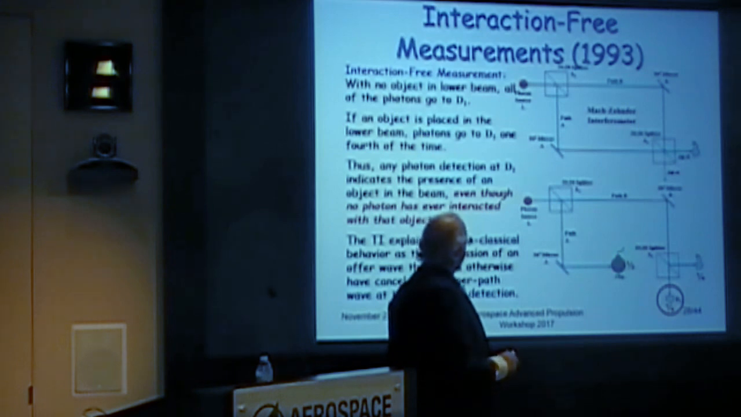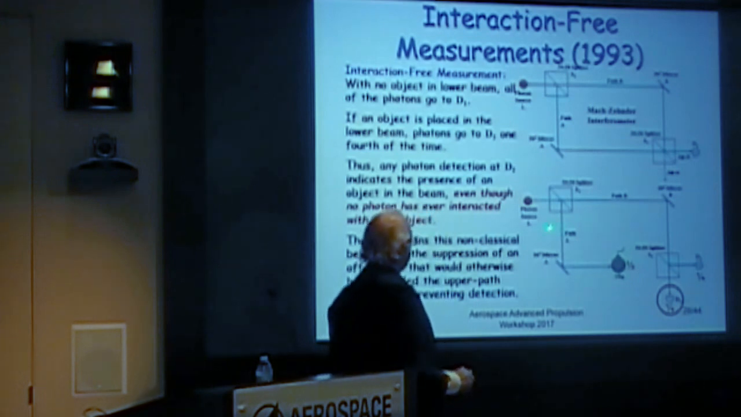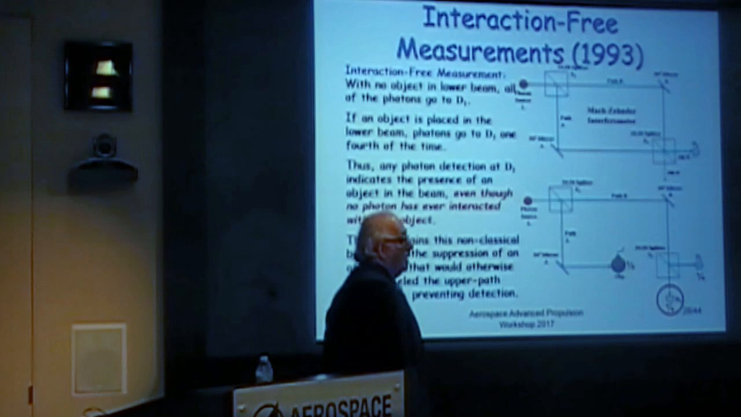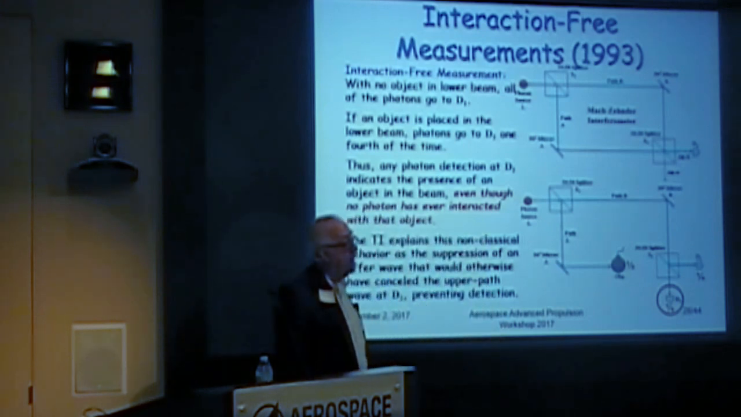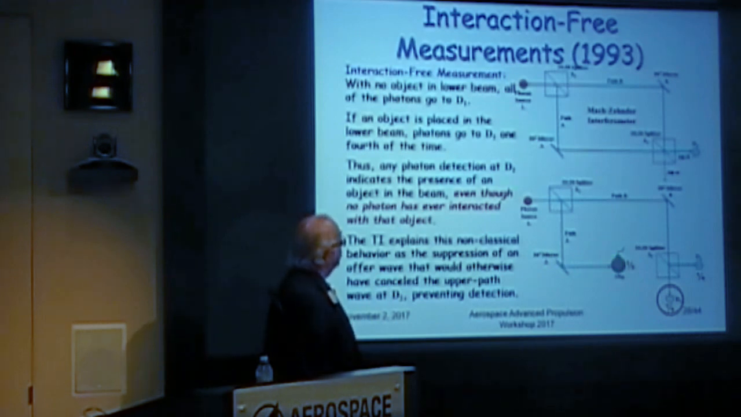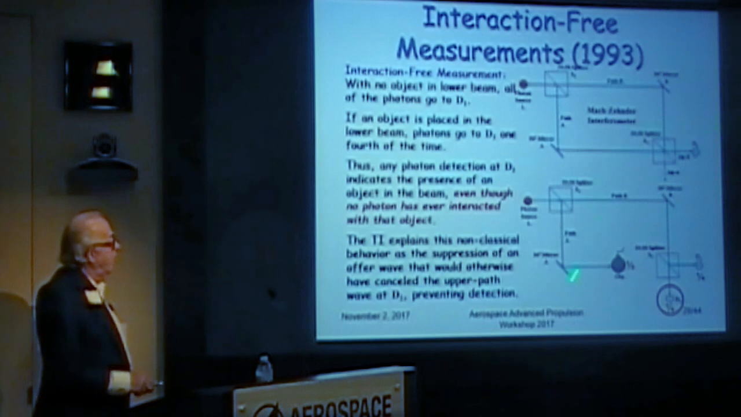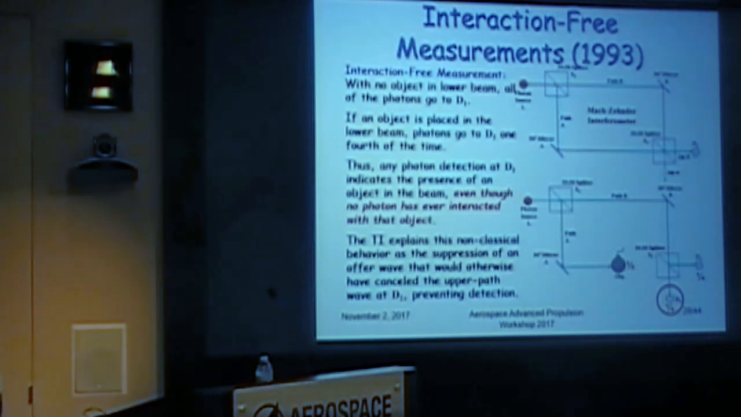If there's an object here, the offer wave can only get this far. It can't go any further, and so there's no cancellation, and so the thing goes through. It's not that this thing has been touched by a photon. It's been touched by an offer wave and blocked, and therefore this is possible. So this is a way of getting non-classical knowledge about the presence or absence of a system here, and the transactional interpretation has an easy way of explaining it.